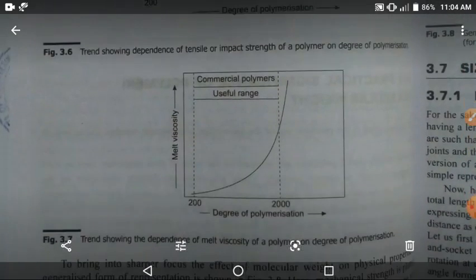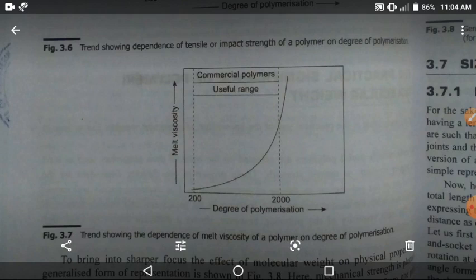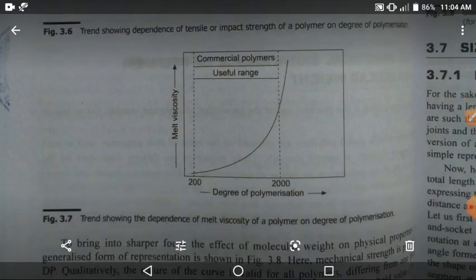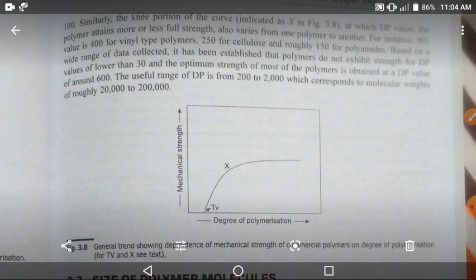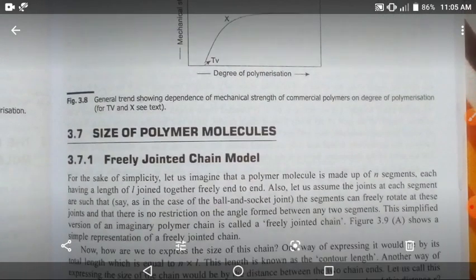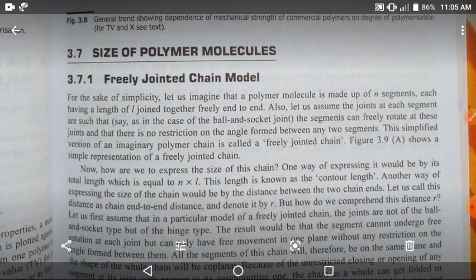Second, we saw graphically how the melt viscosity varies. Then the last one is mechanical strength versus degree of polymerization. The molecular weight is roughly 20,000 to 2 lakh. Now the point is the size of polymer molecules.